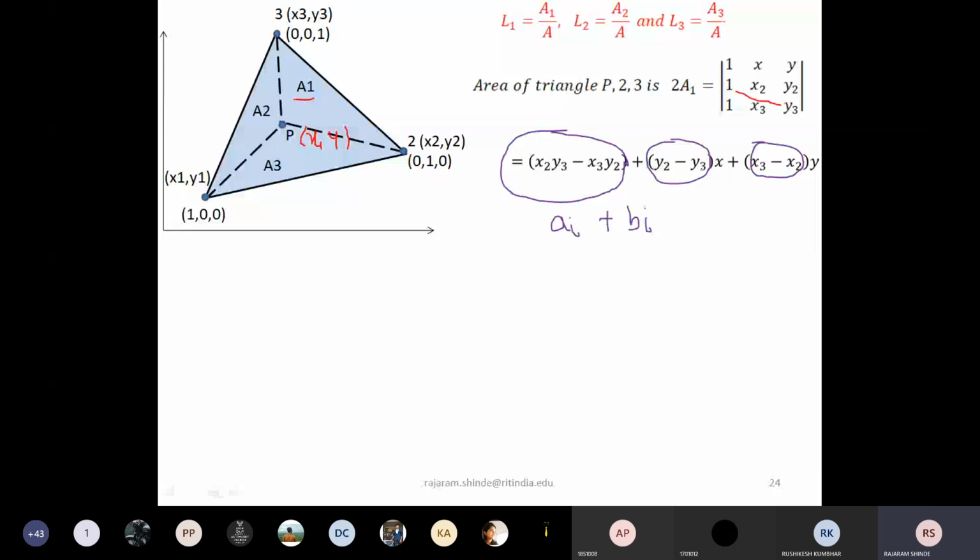yj minus yk. It is bi x, and this plus this x3 minus x2. It is your ci. It is your ci into y. Okay. Have you got it?